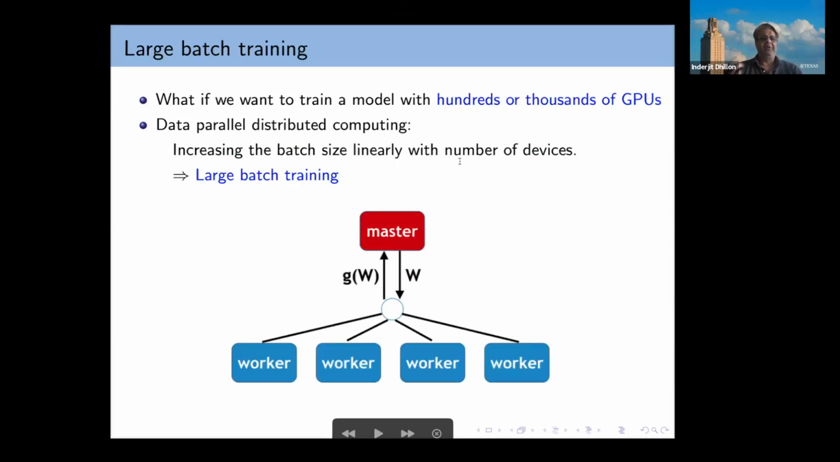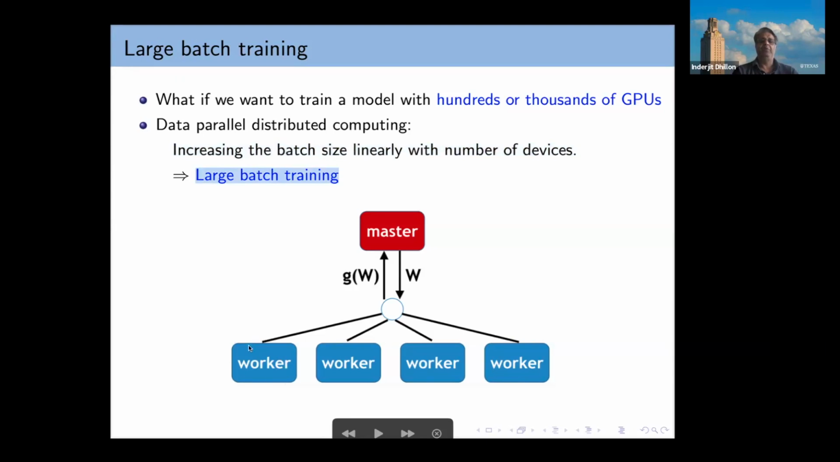Okay, but let's go on to, for example, GPT models and Gemini models being trained with hundreds of thousands of GPUs or TPUs, right? Tensor processing units. So how do they do it? Well, they do something called data parallel, distributed computing. What they would want to do is take the total batch size and increase it linearly with the number of GPUs or devices or chips. And that would be large batch training.